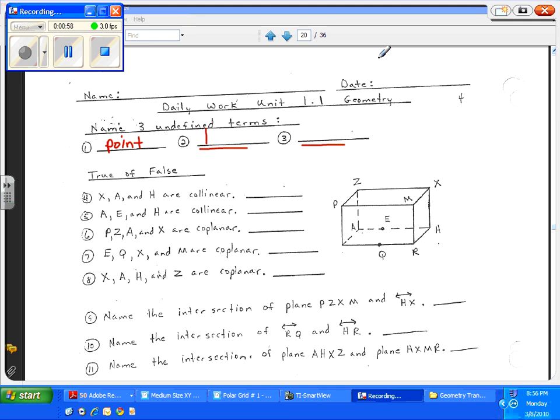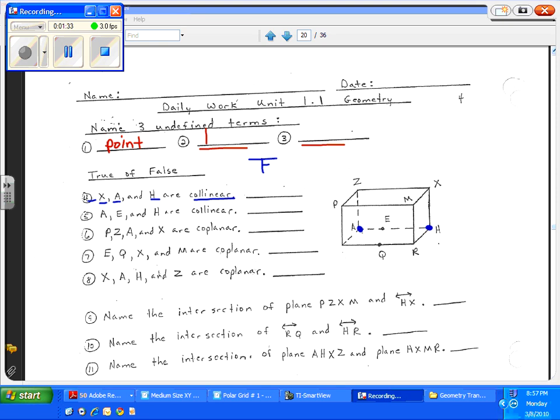It wants to know, are X, A, and H collinear points. And for me, I'm not going to let you put a T or an F because people make these little funny looking things to try to throw the teacher off. So you're going to have to write out the word true or write out the word false if you're my student. But anyway, so points X, A, and H, we would locate those on the graph.